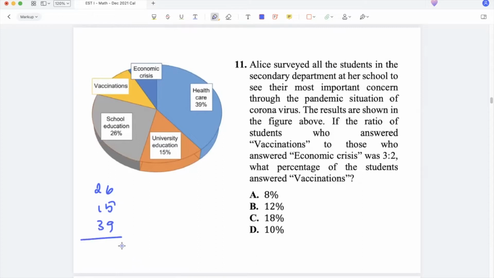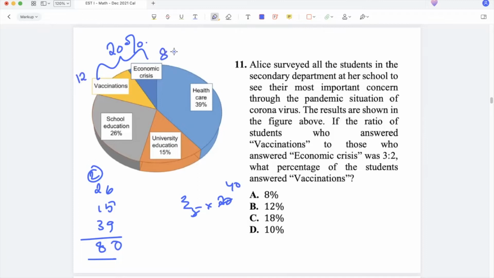This is the total for education and healthcare. So 9 and 6, 15, and 5, 20. 2 and 2, 4, and 1, 5, and 3, 8. So vaccination and economics was total 20%. And this was 3:2. So 3 by 5 into 20. So this is 12. Vaccination was 12 and economic was 8, right? So what percentage of the students said vaccination? 12%.